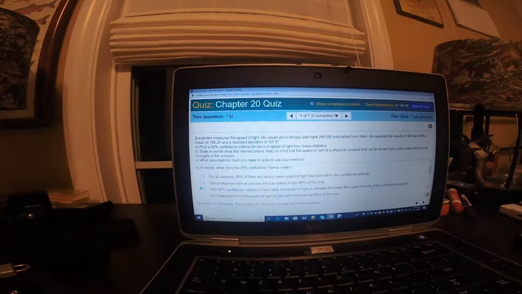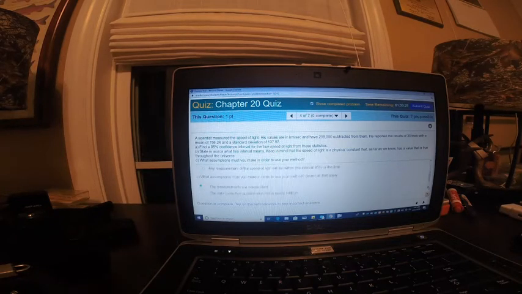B says, in words, what does a 95% confidence interval mean? It means with 95% confidence, based on the data, the speed of light is between the lower and upper bounds of the confidence interval, which is stated above.